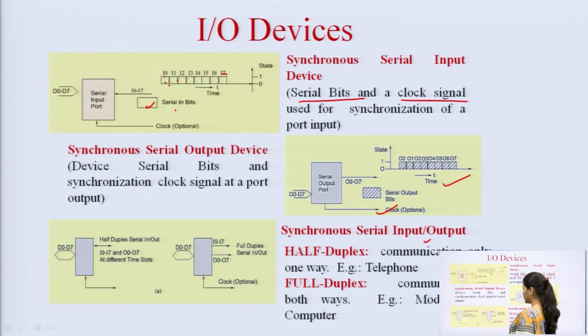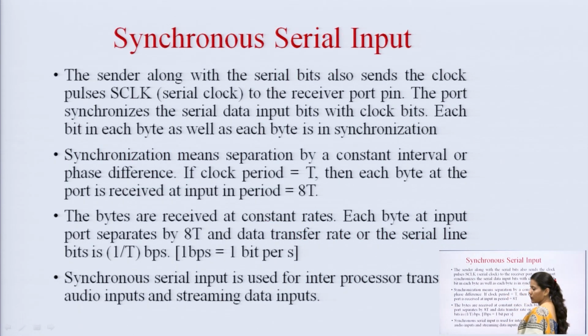In synchronous serial input, the sender, along with the serial bits, sends the clock pulses. This is the main part of synchronous serial communication. The port synchronizes the serial data input bits with the clock bits. Each bit in each byte as well as each byte is synchronized. That is, in synchronous serial communication, bytes are also synchronized with the common clock, as well as the bits within the bytes.